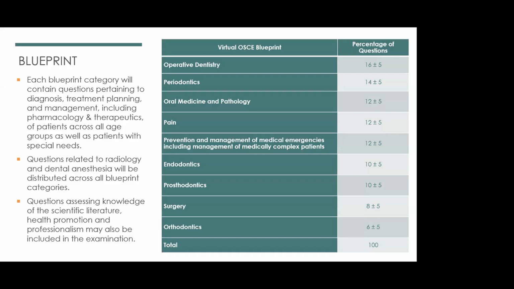If we look at the blueprint categories and compare the weight, you will see that weights differ from one category to the other. Orthodontics, for example, has 6% of questions, and operative dentistry has 16%. This means that there are a lot more questions in operative dentistry than there are in orthodontics.